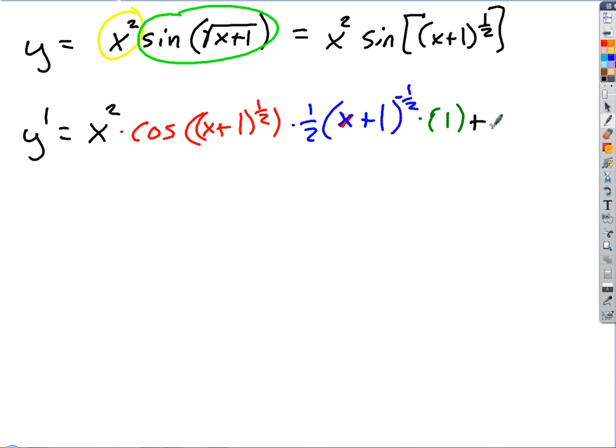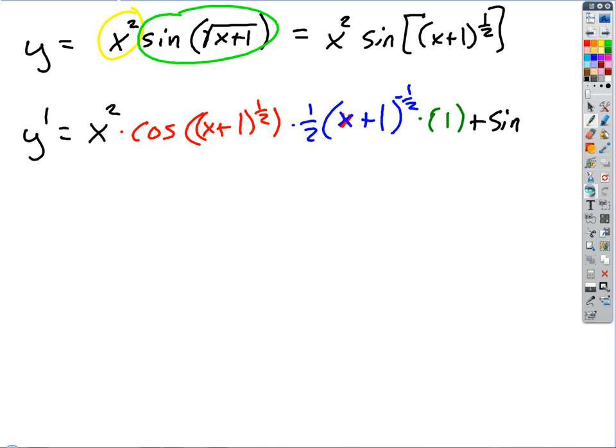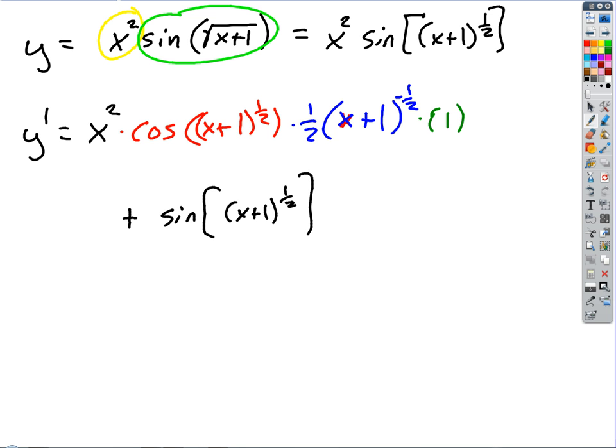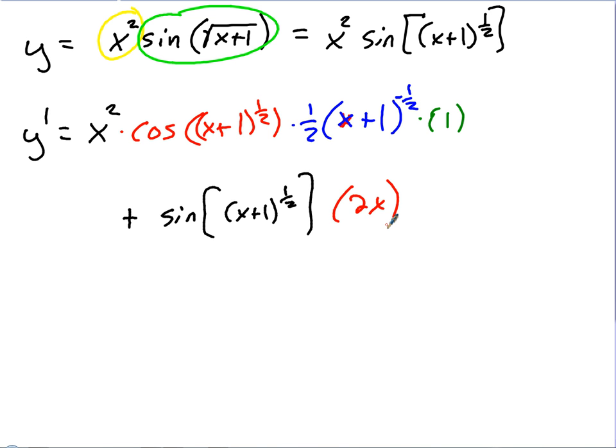Now we have to do green times the derivative of yellow, right? So we've got sine of, I gotta go to the next line. So there's green. What's the derivative of yellow? 2x, okay. So we're done with the calculus. That's it. Done with the calculus.